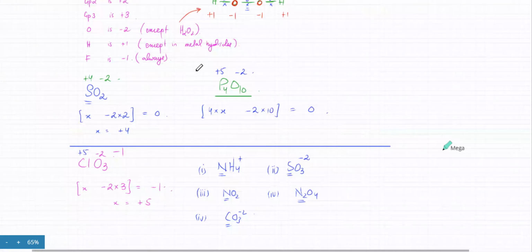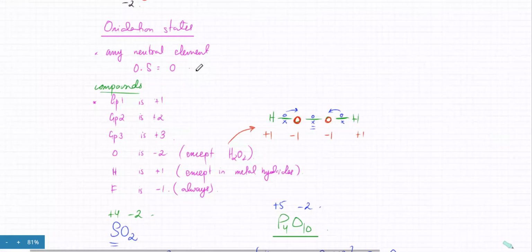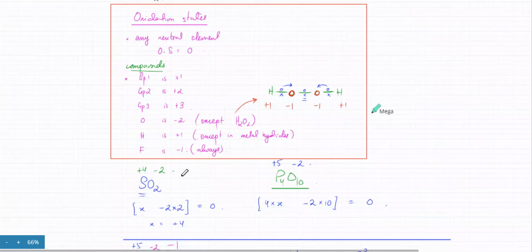Now, I told you about this table about oxidation states. Again, let me highlight the table. The table was that any neutral element is going to have an oxidation state of zero, whereas in compounds, group 1 is going to have a charge of +1, group 2 is +2, group 3 is +3. Oxygen is usually -2 most of the time, except for a few exceptions. H is mostly +1, and it also has a few exceptions. And fluorine is always -1. So, based on this, you were able to figure out oxidation states of different elements.